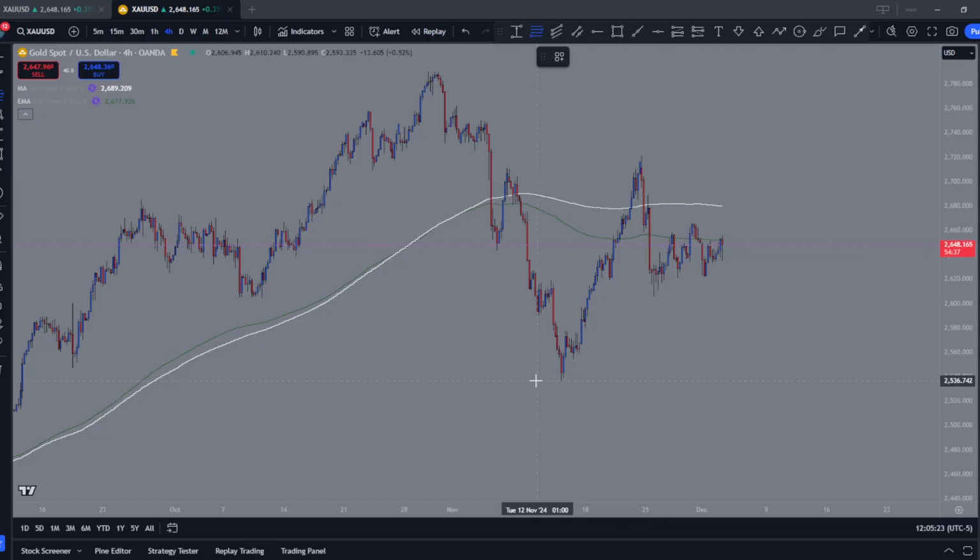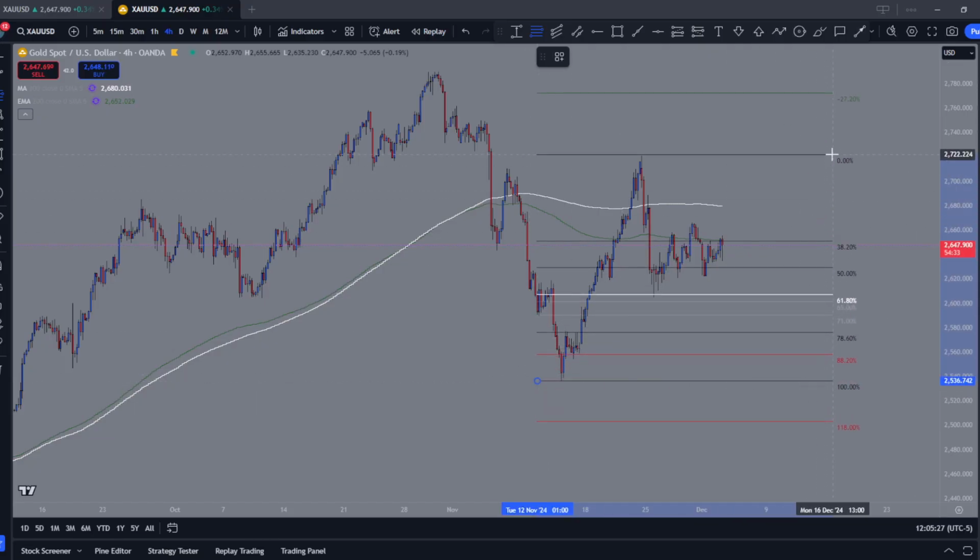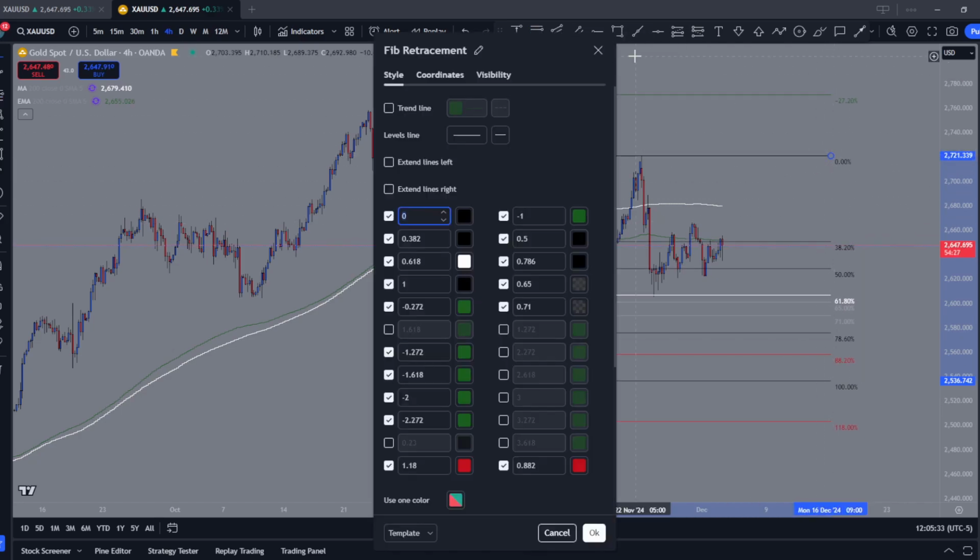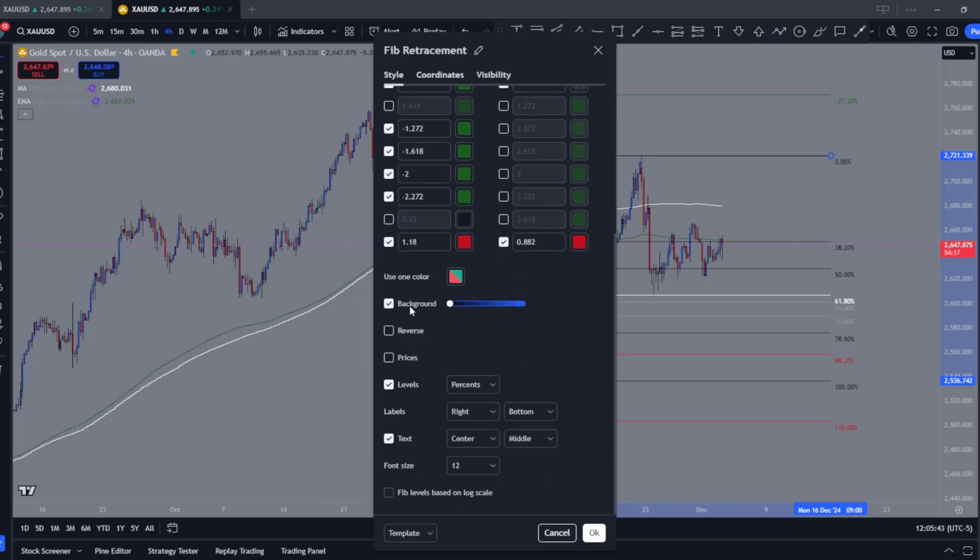Alright, so once you place your fib, it will most likely not look like this. You'll have a bunch of colors and a bunch of levels that you don't want. So now I will leave a screenshot of my settings just under the video. So you have to copy those exact levels, and then if you don't want those dumb colors, then just turn that background off. So that's pretty basic.